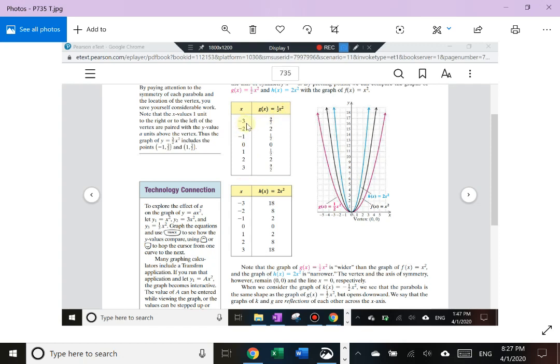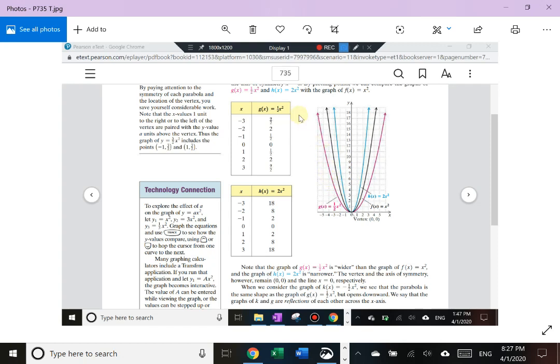For example, when you plug in -3, you square it, it becomes 9, times 1/2 makes 9/2. At -2, you square, it becomes 4, times 1/2 makes 2, and so on and so forth. Down here, for example, at 3, squared is 9, times 1/2 again is 9/2. Then we can plot these ordered pairs just like we did the other ones. So our first ordered pair is going to be -3 and 9/2, and that's going to be about here, and the point at 3 and 9/2 is going to be right about here.